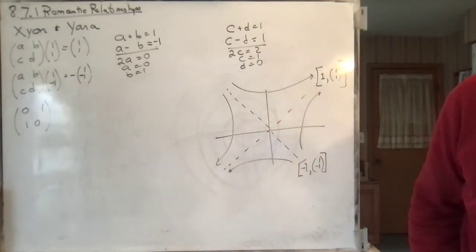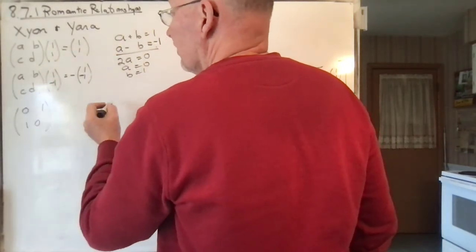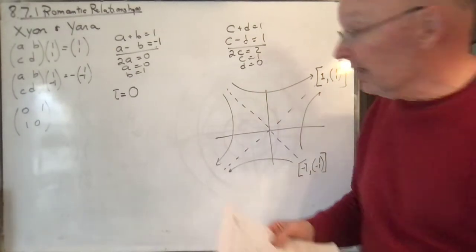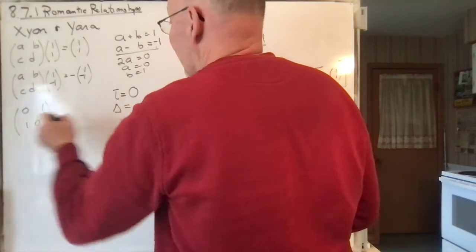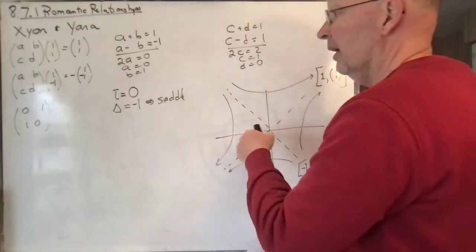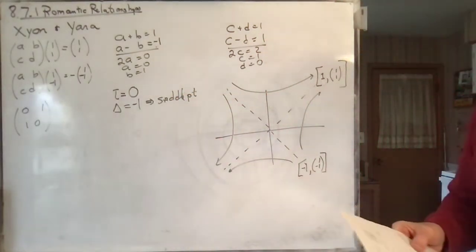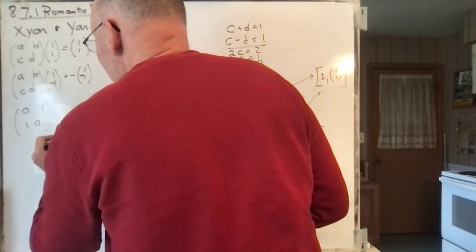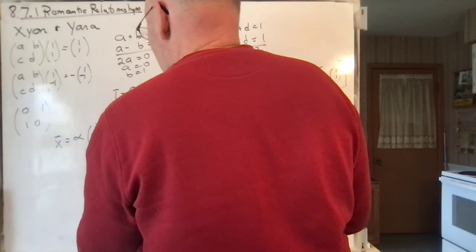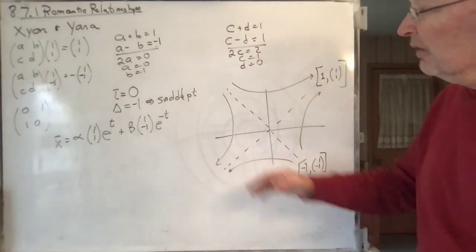And so, what else did I do on this? I'm not going to go through all the work for you. But first of all, if you use section 8.6, you notice that tau is equal to 0, and delta is equal to negative 1. And if delta is equal to negative 1, we know it's a saddle point. So sure enough, that's what I was hoping for, and it's verified by what we did in section 8.6. We also can get the solution if we want. The solution is just going to be alpha times 1, 1 times e to the t, plus beta times 1, negative 1 times e to the negative t. There's your general solution.